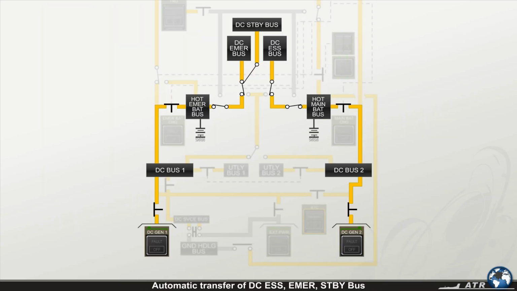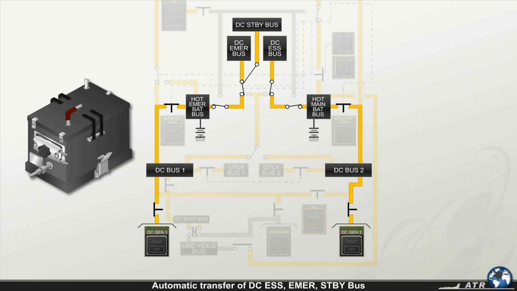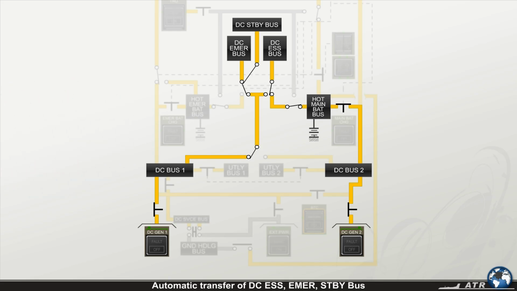Now let's assume that both DC generators are operative. If one of the batteries has a thermal runaway condition, the buses connected to the failed battery are automatically transferred to DC bus 1.